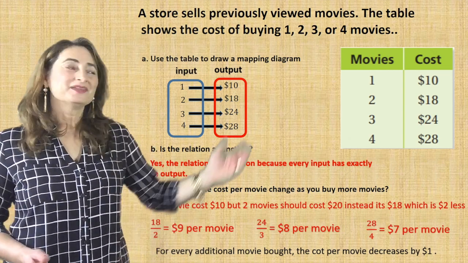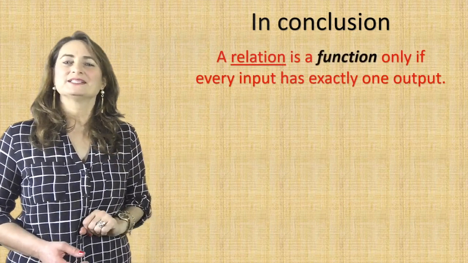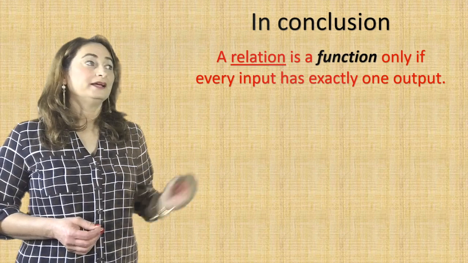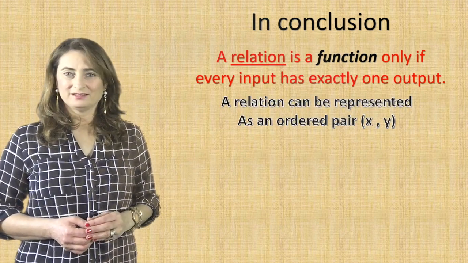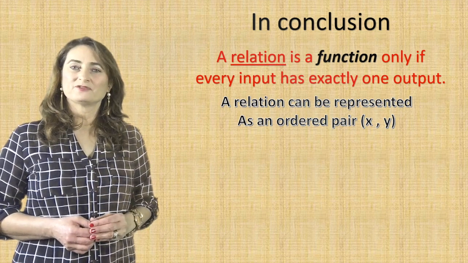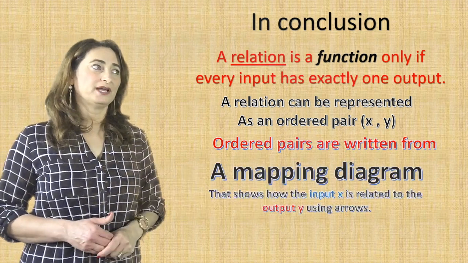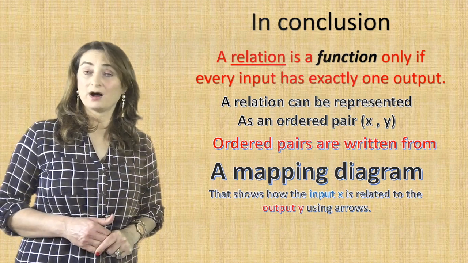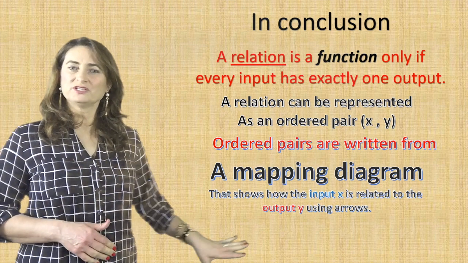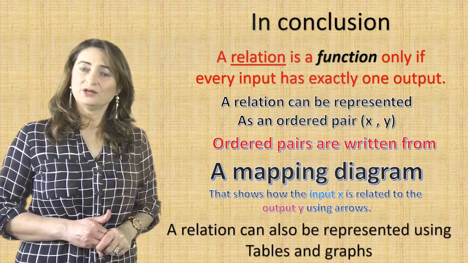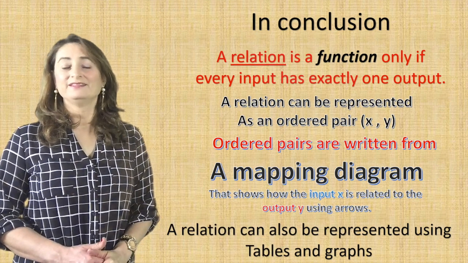In conclusion, the relation is a function only if every input has exactly one output. A relation can be represented as an ordered pair, X and Y. We can write the ordered pairs from a mapping diagram that shows how the input X is related to the output Y using arrows. We also know that tables and graphs show a relation, and we can write an ordered pair from a table and from a graph. That's it for today's lesson.